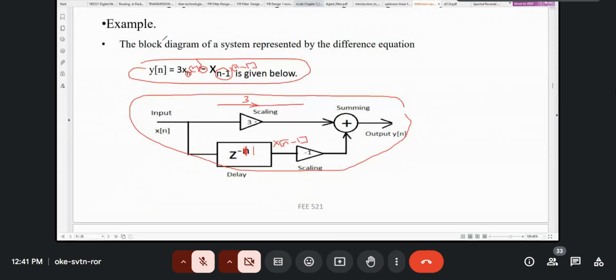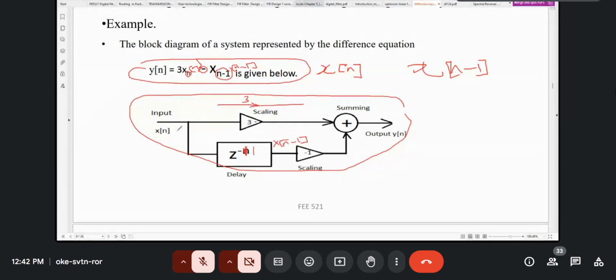So in this case, we have a block diagram of a system represented by this difference equation. I've just written it in a different form, 3x sub n minus x sub n minus 1. Sometimes you can have this kind of representation, or simply x of n. That should not cause any confusion. And this is x of n minus 1. So y of n is 3x sub n minus x sub n minus 1.